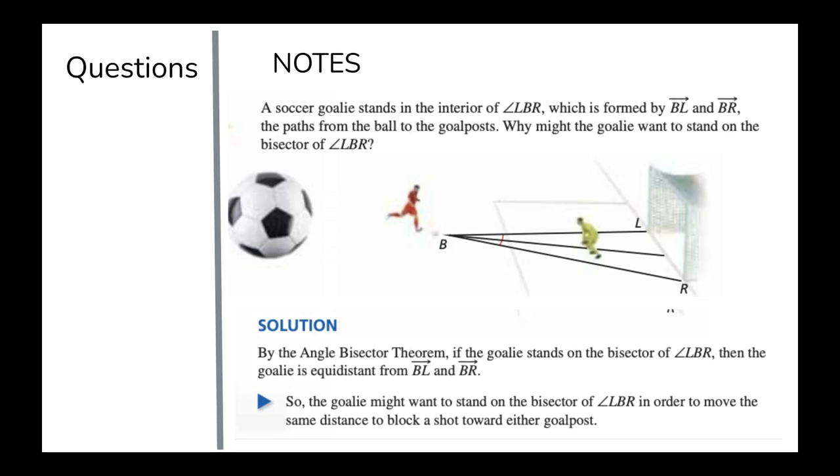So a good reason for the goalie to stand along the angle bisector is because he's basically the same distance to each side of that angle that's formed, and it would allow him to have an easier way of blocking shots that might go to either end of the goalpost. So he's pretty much cutting down the amount of distance and making it equal in both directions, whether he has to block to the left or block to the right. So it gives him a better chance of being able to stop the shot from going in.